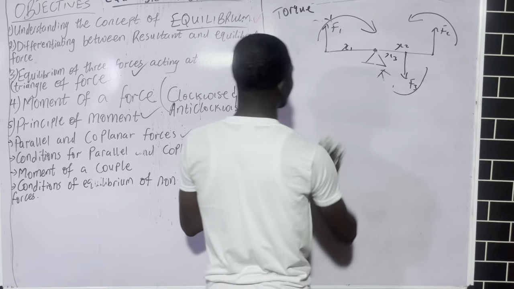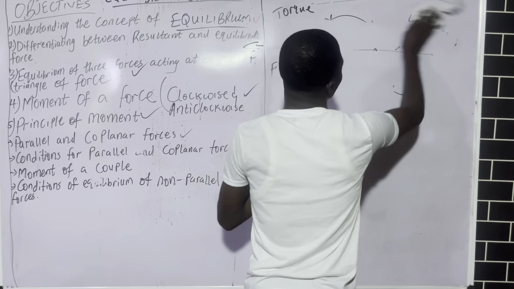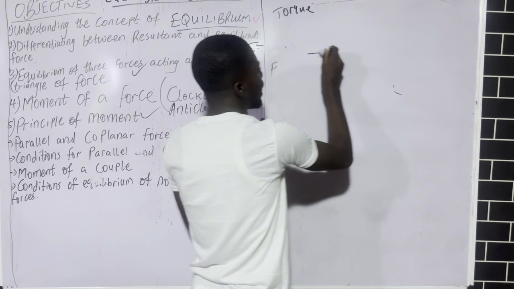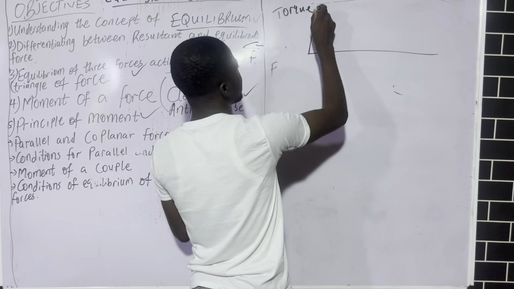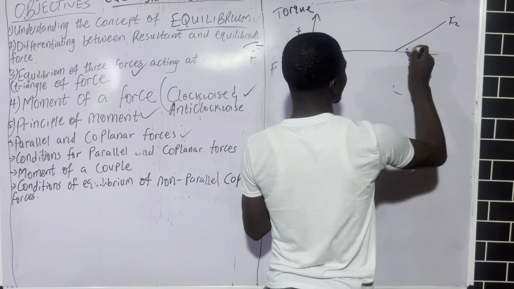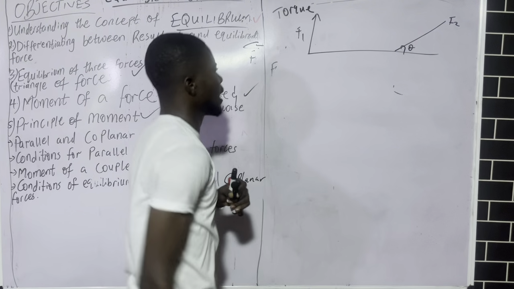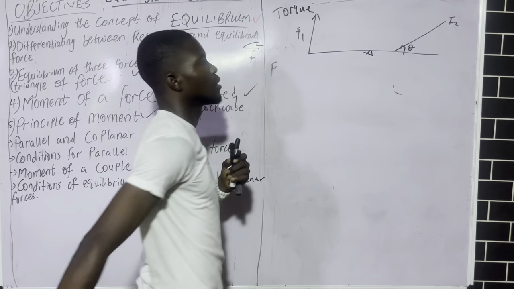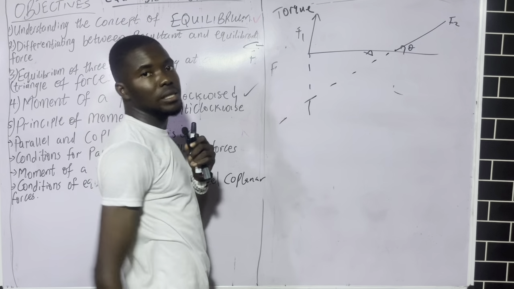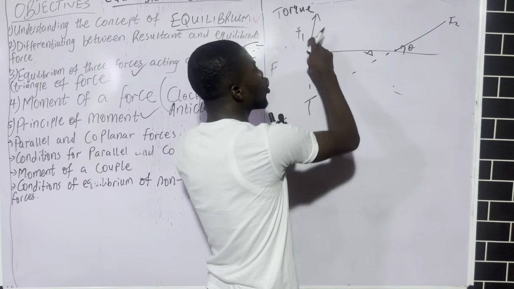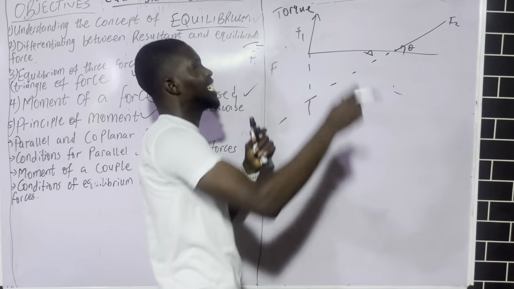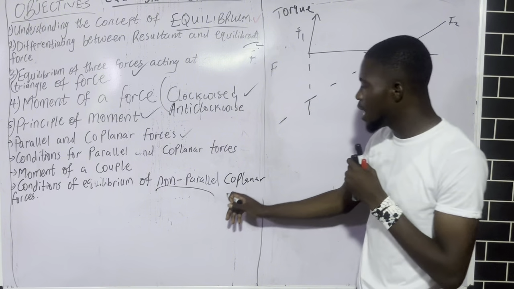So how do we have non-parallel coplanar forces on a surface? This is how it is. Very, very easy. This is how you draw it. If you have a force like this, F1, and you have another one like this, F2, with an angle theta, and this is the balance point. If I draw this one continuously, at the point they meet, this is a non-parallel force. Although they are non-parallel, both of them are acting on the same plane. So they are non-parallel and they are coplanar. That's what we mean by non-parallel coplanar force.